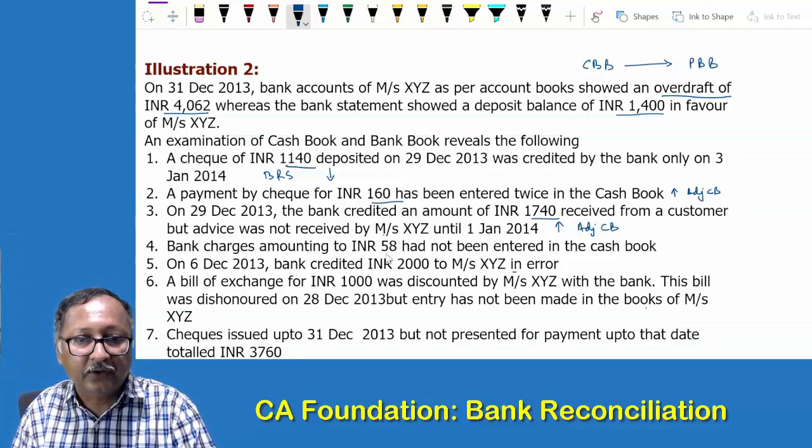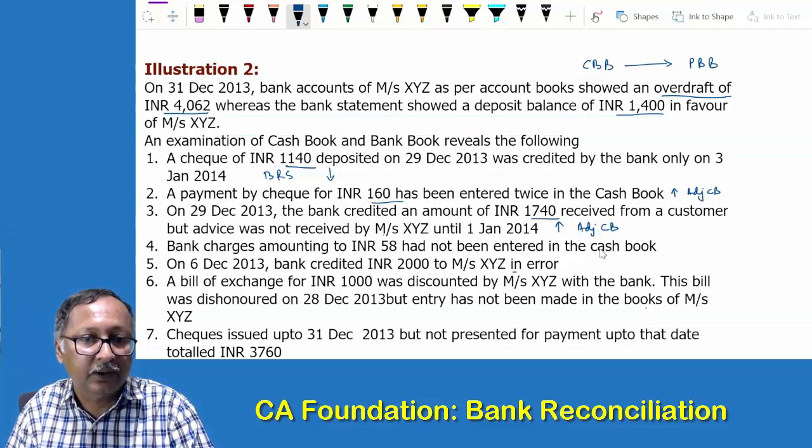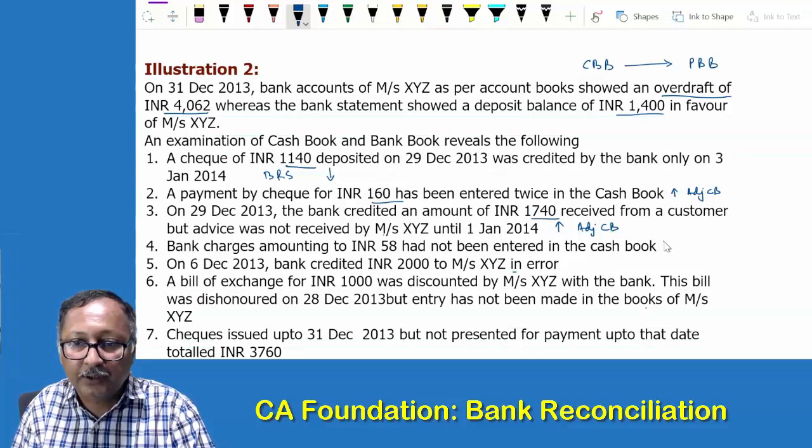Fourth, bank charges amounting to rupees 58 have not been entered in the cash book. It means the bank has debited the amount, so the passbook balance is reduced. In the cash book, we have not passed the entry. The XYZ company has not passed the entry, so in their books the balance is higher, whereas the passbook balance is reduced. In any case, this entry has to be passed, and this will be a reduction. We have to reduce the cash book balance, and then only it will tell you the passbook balance. So it will be an adjustment entry.